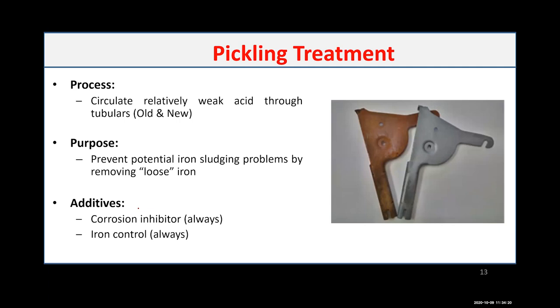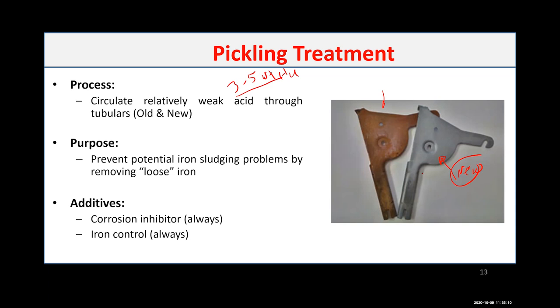First one is called pickling treatment. And usually we do this before any acid job. The process is pretty simple. We are circulating usually a low acid strength, between 3 to 5 weight percent HCl. And the idea here is we try to remove any iron or any rust in the pipe. Even if the pipe is new, usually you will see some rust inside the pipe. This rust, if you bump your acid and the acid goes through the formation, all this rust will go inside the formation and cause damage. Therefore, we try to circulate an acid like 3 to 5% HCl to bring the pipe back to like new, removing all the rust.